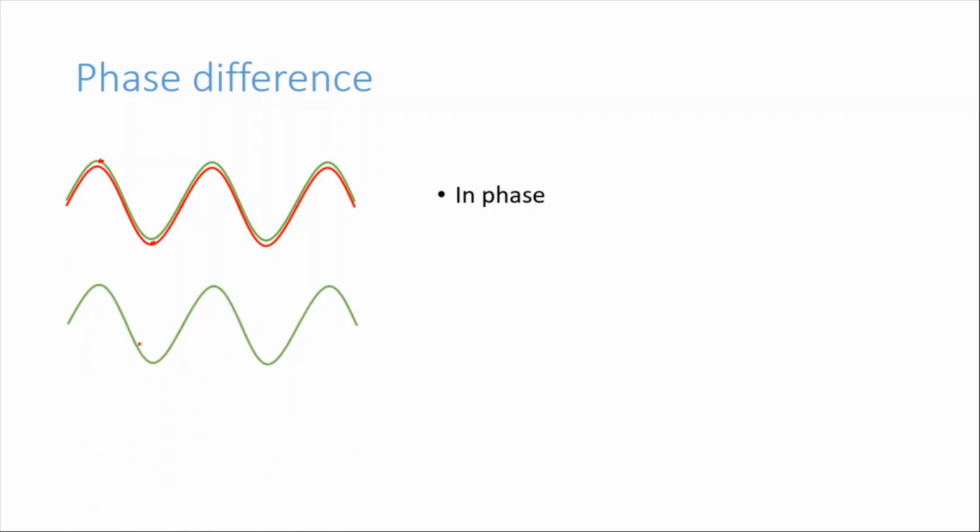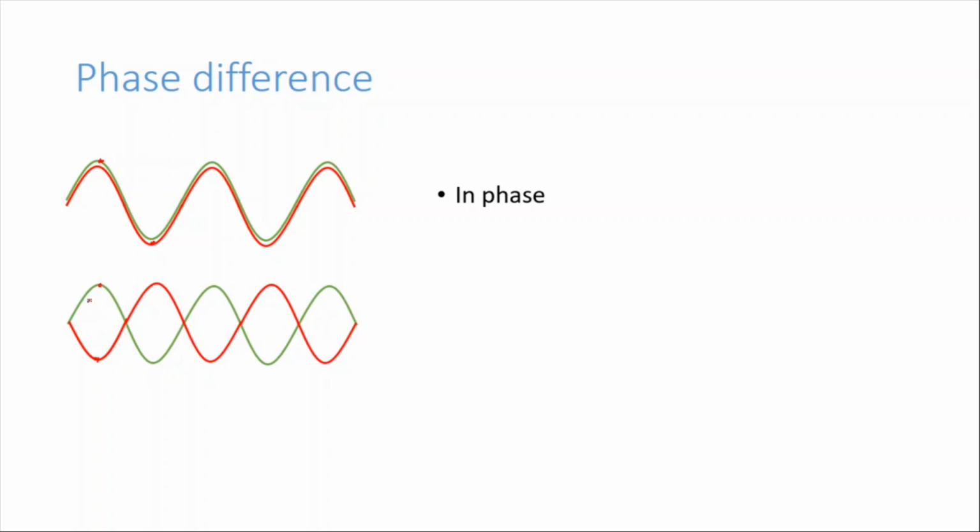But if you have two waves like this, the green one and the red one, this is the crest of the green wave and this is the trough of the red wave, and these two waves are not in phase. They are completely out of phase.